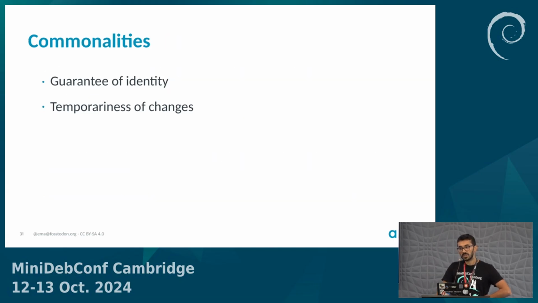I was thinking a bit about the commonalities between these sorts of use cases, and I think two important ones are that, as mentioned before, you have a guarantee of the identity of the system. Of course, you could do this on any regular machine as well, but in this case, it's very easy because you have just one ISO, one file. The SHA of that image is sufficient to guarantee identity.